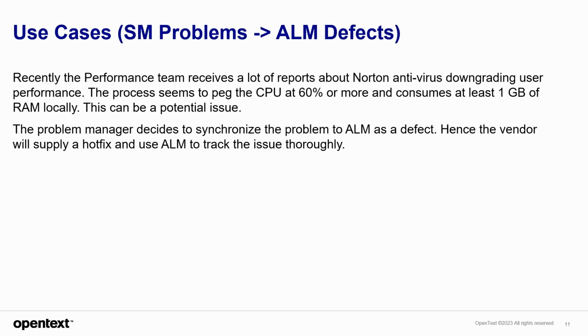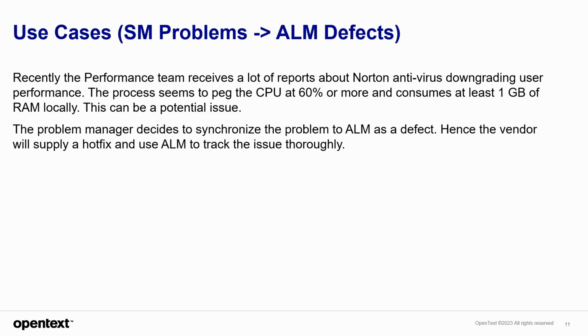The third use case is Service Manager problems to ALM defects. Recently, the performance team received a lot of reports about antivirus degrading user performance. This can be a potential issue. The problem manager decides to synchronize the problem to ALM as a defect. Hence, the vendor will supply a hotfix and use ALM to check the issue.